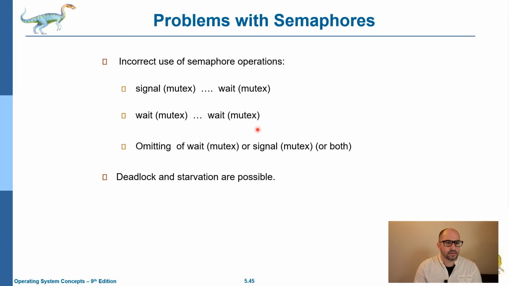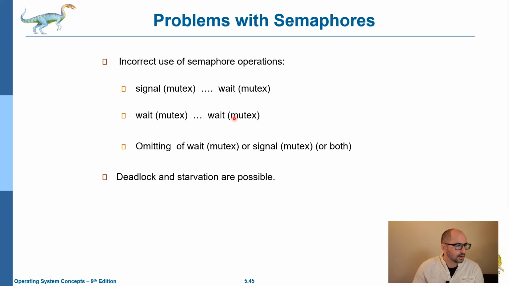So the problem with semaphores is not actually a problem with the semaphores. It's a problem with using the semaphores, in that they require discipline. So if we signal before we wait on a mutex, that's going to lead to multiple processes entering their critical sections at the same time, and that's what we don't want. A critical section is for one process at a time.